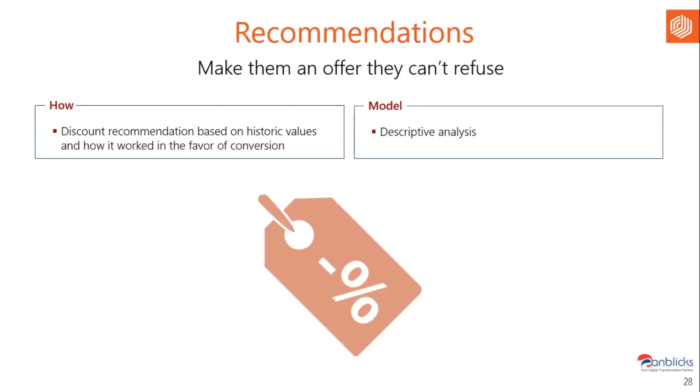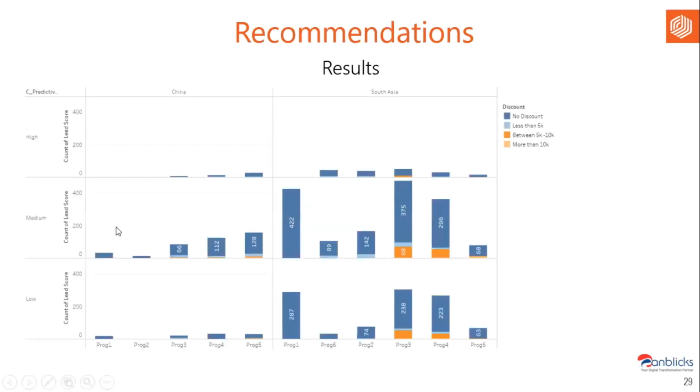And in order to determine what is the optimal amount of discount that should be offered to the lead, we have used descriptive analysis by studying what has happened in the past and what amount of discount has resulted in what percentage of conversion. So let me take you to the results. This is coming from Tableau, and here I'm comparing 2 regions, that is China and South Asia. On the x-axis here, you see different programs, that is program number 1 to program number 5, which is compared across China and South Asia. And these 3 different segments represent the quality of the lead or the priority of the lead: high, medium, and low. And the color bins here represent the range of discount offered in the past.